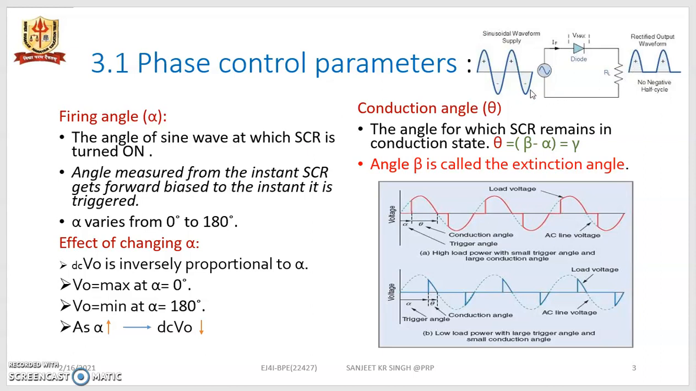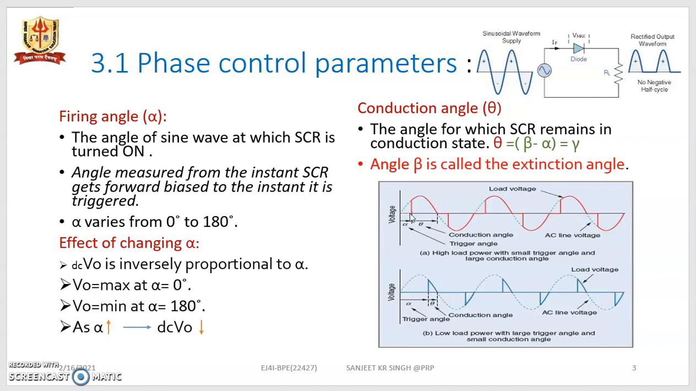So in order to control the phase, we have these phase control rectifiers. The phase means at what instant the SCR is turned on will determine the magnitude of the rectified output voltage. So what is firing angle? The angle of the sine wave at which SCR is turned on is the firing angle. This angle is measured from the instant SCR gets forward biased to the instant it is triggered, turned on. Alpha varies from 0 to 180 degree.